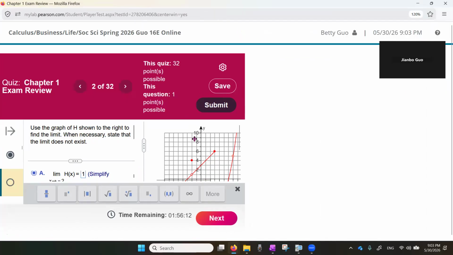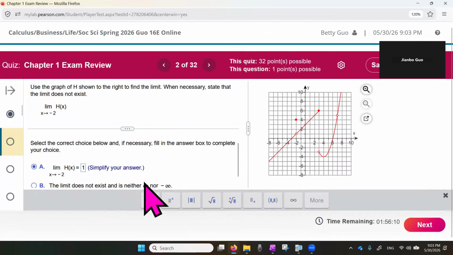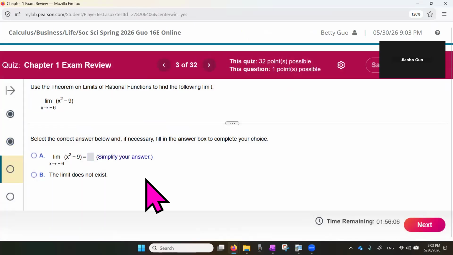Let me maximize this page. Okay, next. Question number 3 is to find the limit again. The function is x squared minus 9. As you can see, the function is a polynomial function. A polynomial function is continuous in its domain. The domain for any polynomial function is all real numbers. So that means this function is continuous at any real number.